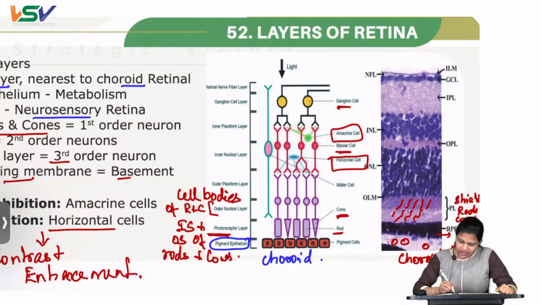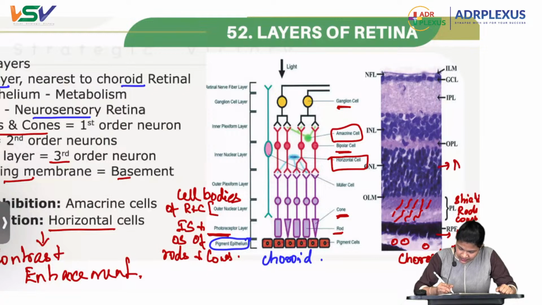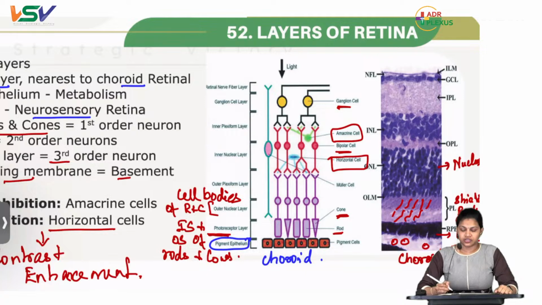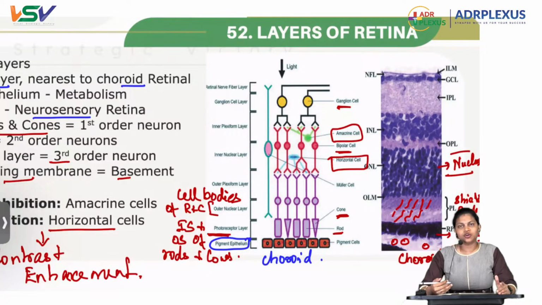And then you will have the limiting membrane, which is not very significantly seen here, but you see here nucleus, right? Cell bodies with nucleus. So this is the outer nuclear layer. So if you find any one of these layers from the outside, then subsequently you can also find the other layers which are marked and identified.